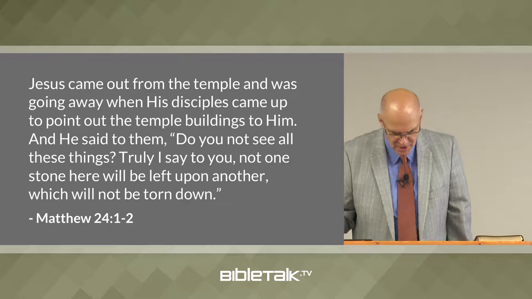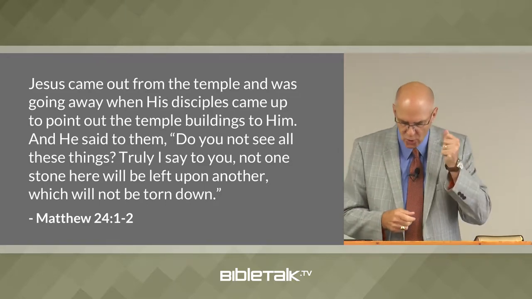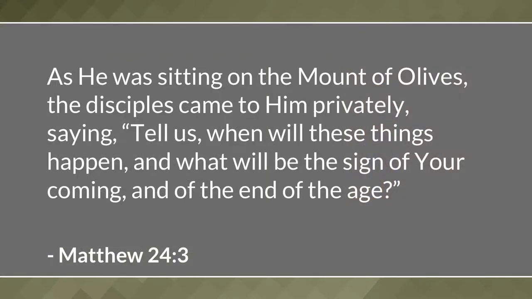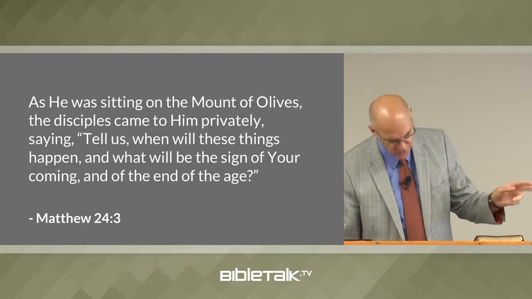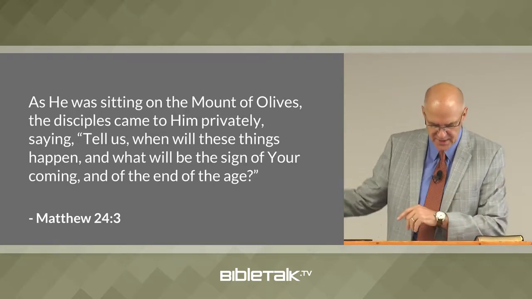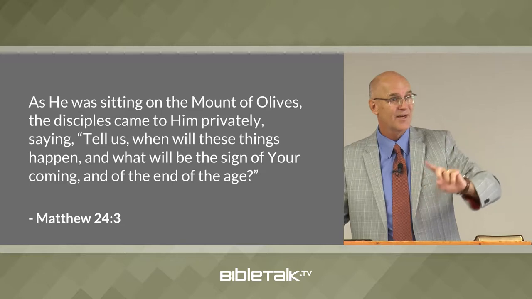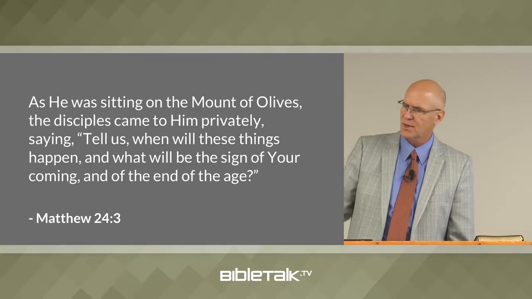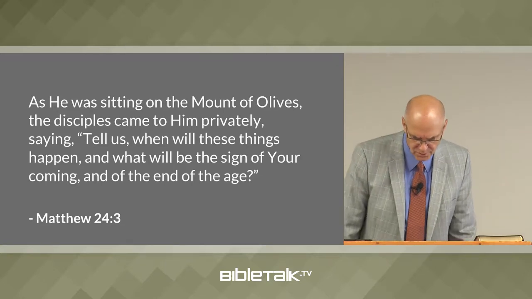So this sets up further questions by the disciples, Peter and John and James and Andrew. They wanted more information about what He had just said, so they questioned Him about this. Next verse. As He was sitting on the Mount of Olives, the disciples came to Him privately, saying, "Tell us, when will these things happen, and what will be the sign of Your coming and of the end of the age?" It's interesting that two of the apostles who later write about the end times, Peter and John, are in this group here asking Him, "Well, what are you talking about? These buildings are going to be torn down."